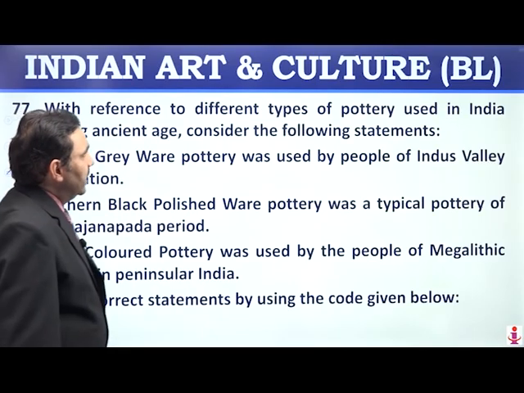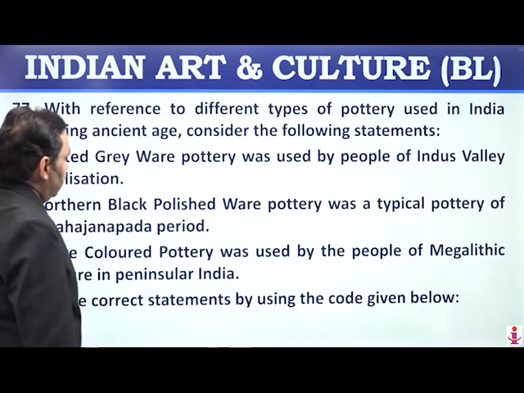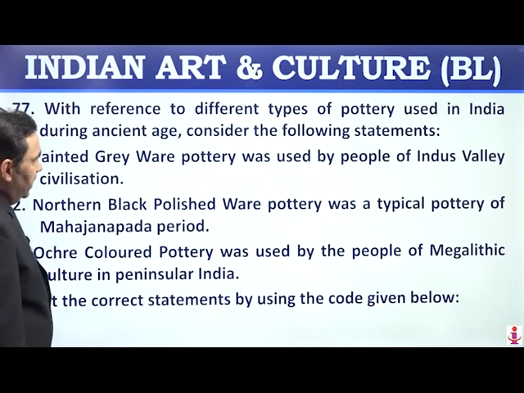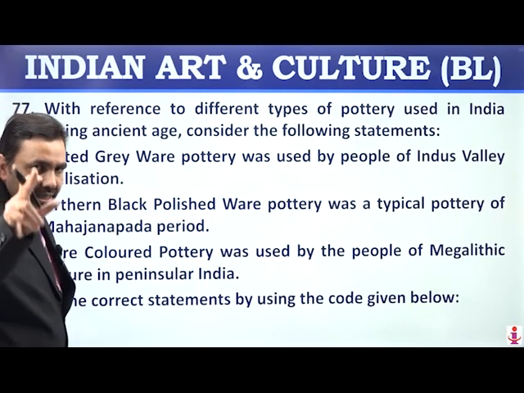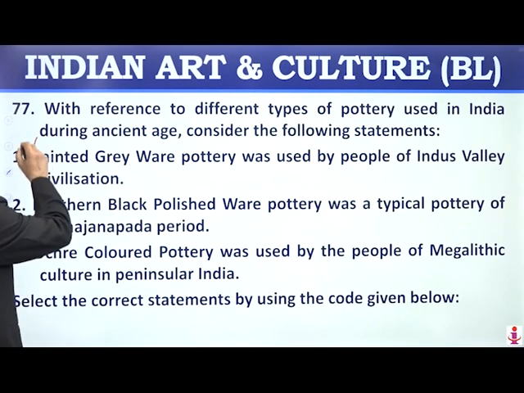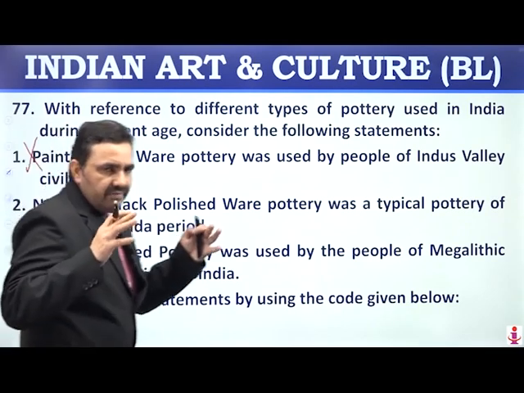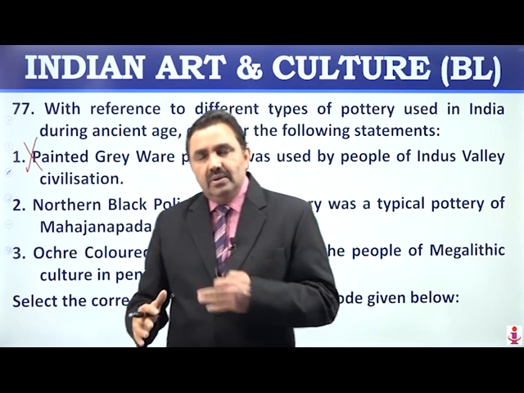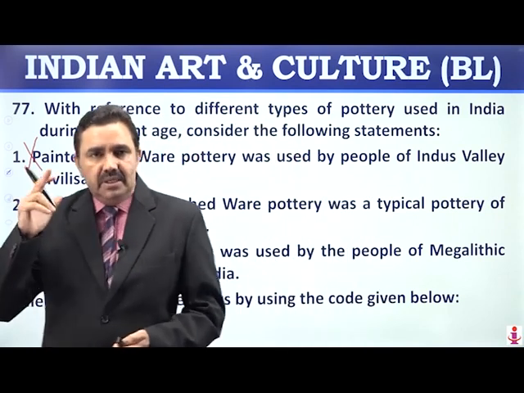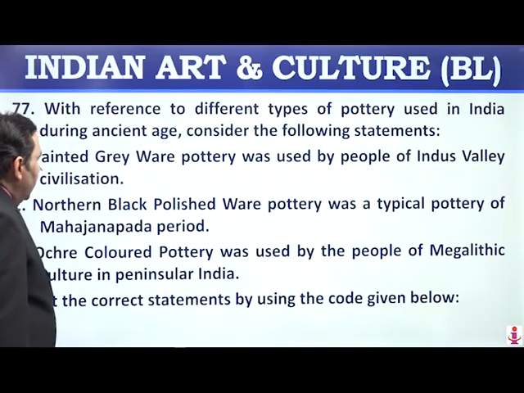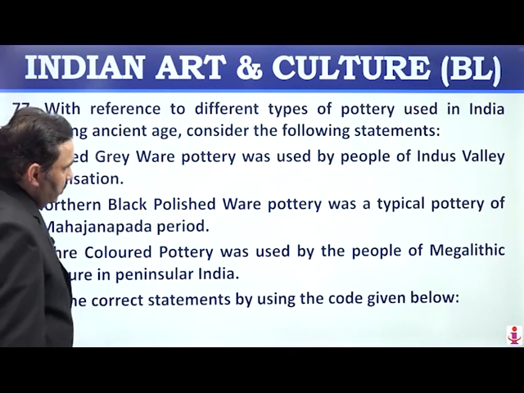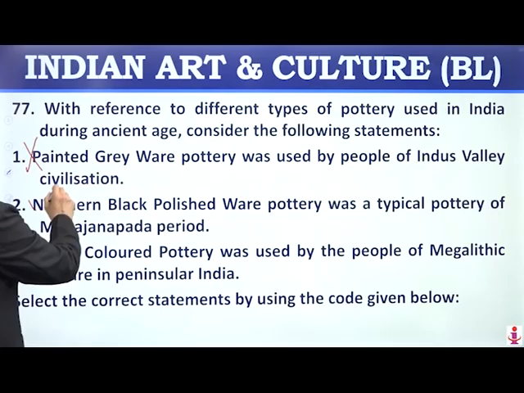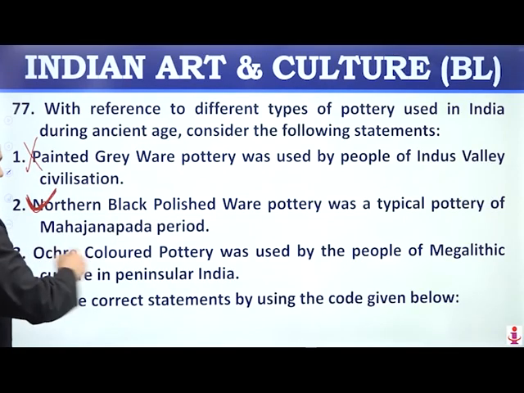77. With reference to different types of pottery used in India, consider the following statements. Painted Grey Ware, PGW pottery, was used by later Vedic Aryans, not Indus Valley people. This was the pottery of the Vedic age. This was used by Vedic Aryans during the second phase or later Vedic age. Statement number 2. NBPW, Northern Black Polished Ware, was a typical pottery of Mauryan times, Mahajanapada period, or Buddha period. Correct.